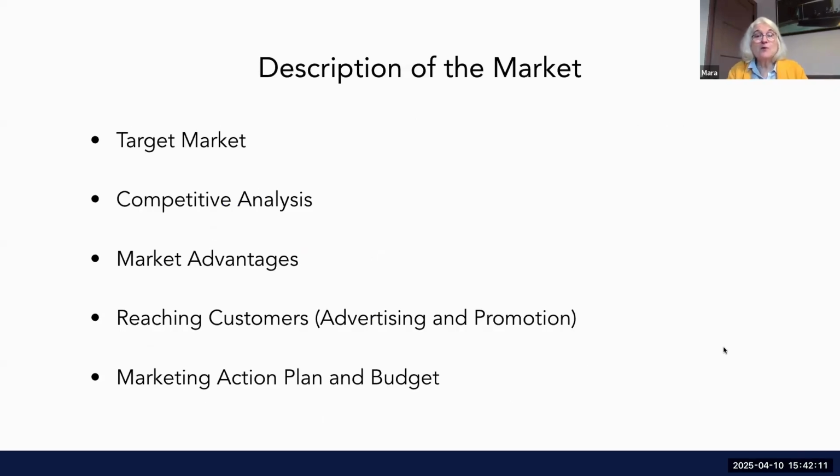So the next section that we're on is a description of the market. Basically, the topics you will talk about in this section will be your target market, competitive analysis, market advantages, how do you reach out to your customers, and then a little bit about your marketing action plan and budget. So one question that I just wanted to mention: when I have asked prospective new entrepreneurs in my career who their target market is, many of them say, well, everyone. And everyone is not your target market. You really want to focus on who it is.